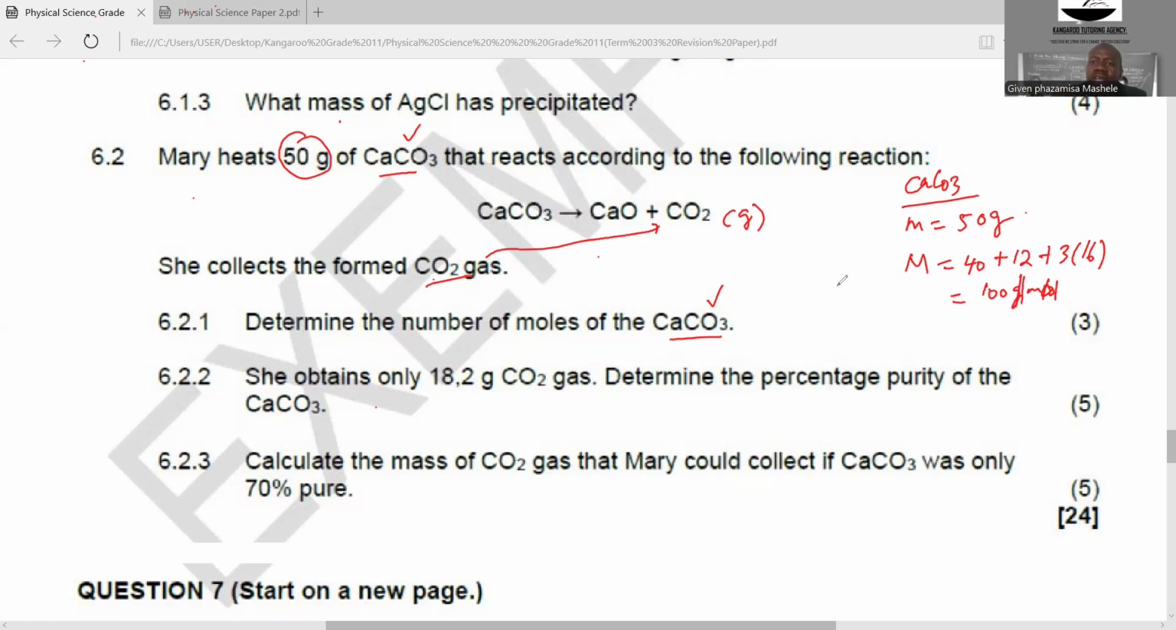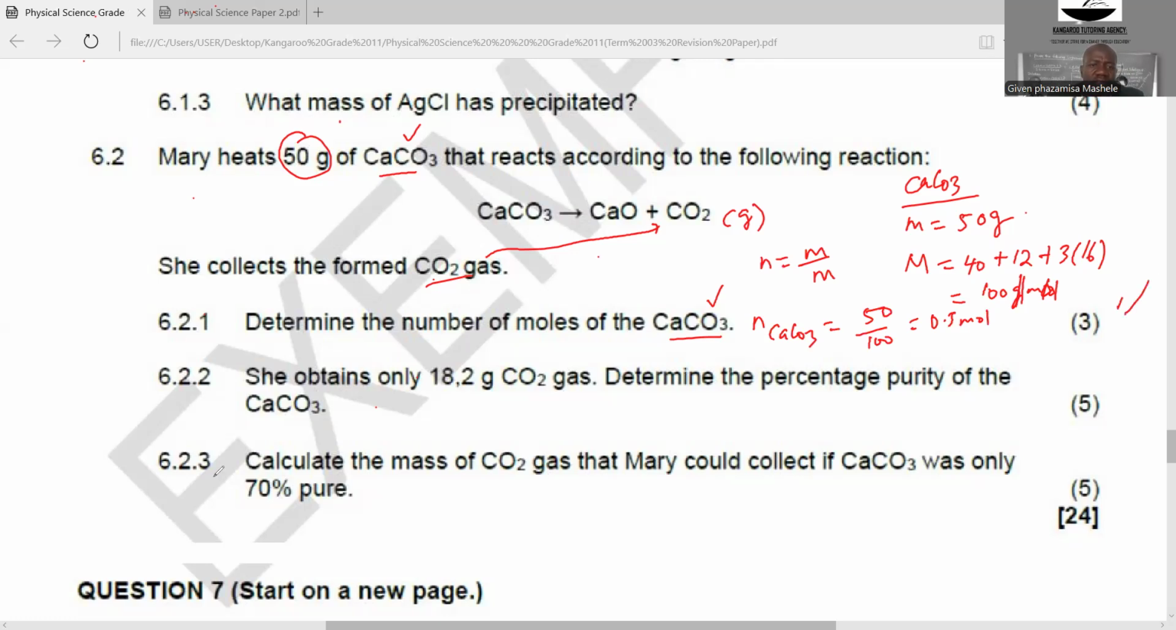Okay, then now we can say the number of moles is mass over the molar mass. So the number of moles of calcium carbonate will be, what is the mass? 50 over 100, and this will be 0.5 mole. I hope you understand. All right, now we have answered the first one.